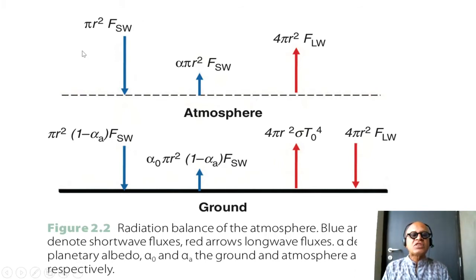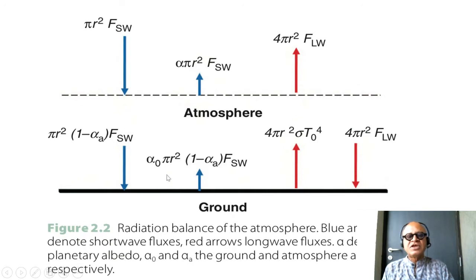We still start with pi r squared times flux shortwave, and 1 minus alpha is what is reaching the surface, because albedo is losing this much here. Alpha pi r squared times F_SW is lost. So the surface then has to emit that much to balance the incoming shortwave for equilibrium. So there is the longwave going out.